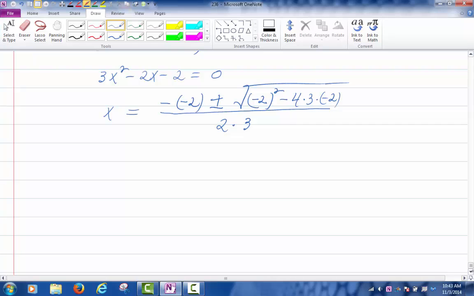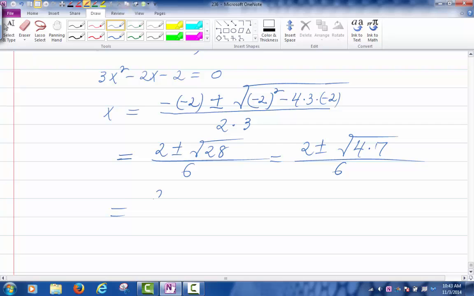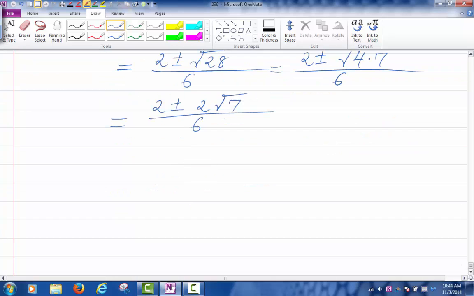And if we simplify that, we would be getting 2 plus or minus root of 28 divided by 6. And so this would be the same as 2 plus or minus the root of 28, which means 4 times 7, right? And the root of 4 times 7 would be 2 plus or minus 2 times root 7 divided by 6. And we can cancel out a factor of 2, which would give me 1 plus or minus root of 7 divided by 3. Is root of 7 bigger than 1 or less than 1? Root of 7 is bigger than root of 4, which is 2, so it's bigger than 1. So I know that if I take plus, I get a positive one. If I take negative, I get a negative solution.